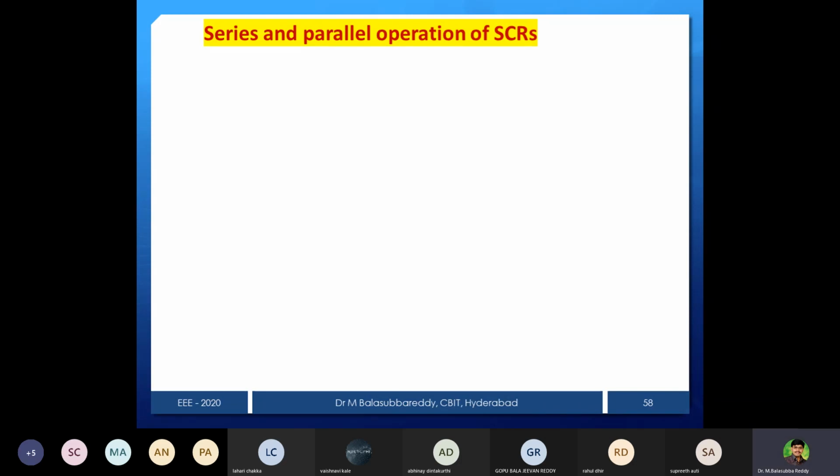Can anybody respond to this? I told you, for each topic I covered the introduction, in all four classes. Now you should know why series operation and why parallel operation. Tell me, anybody. Sir, series operation is for when the voltage demand is high and parallel operation when the current demand is high.